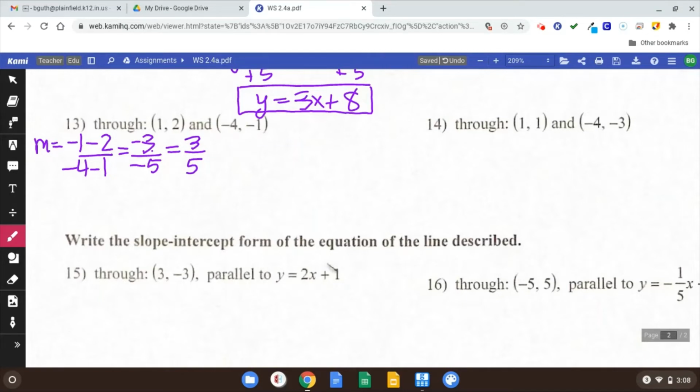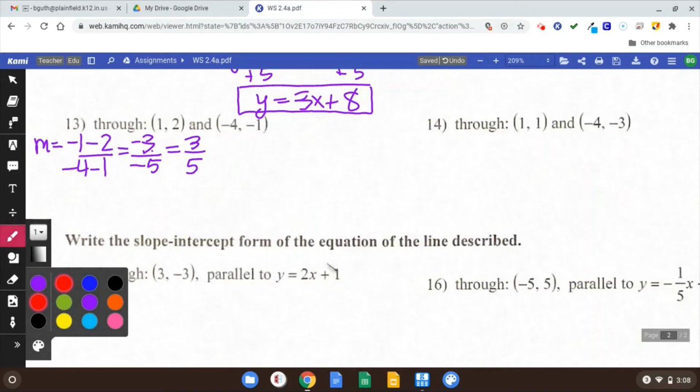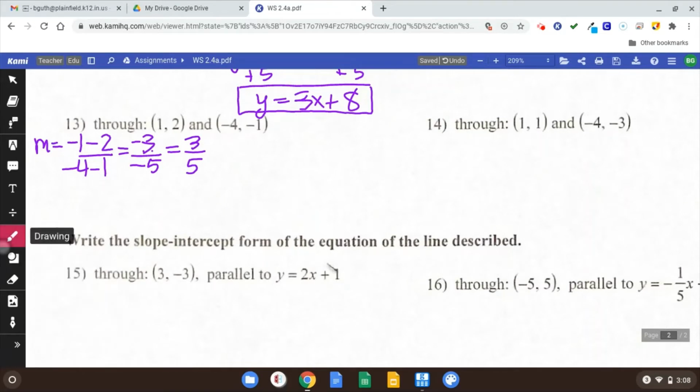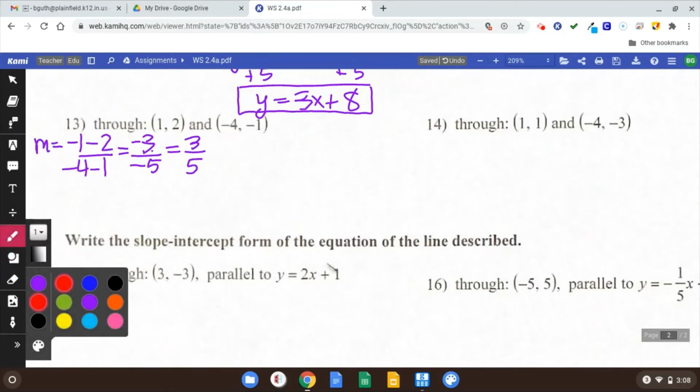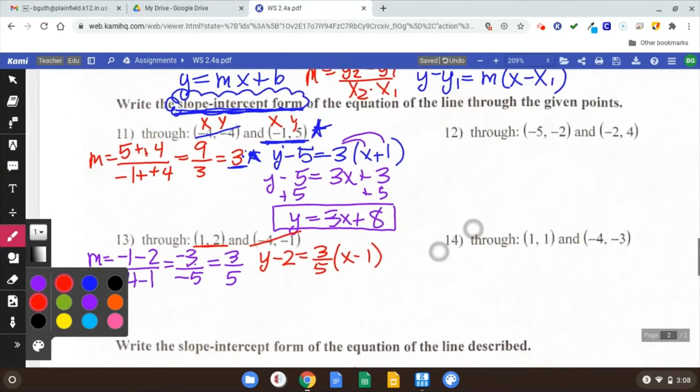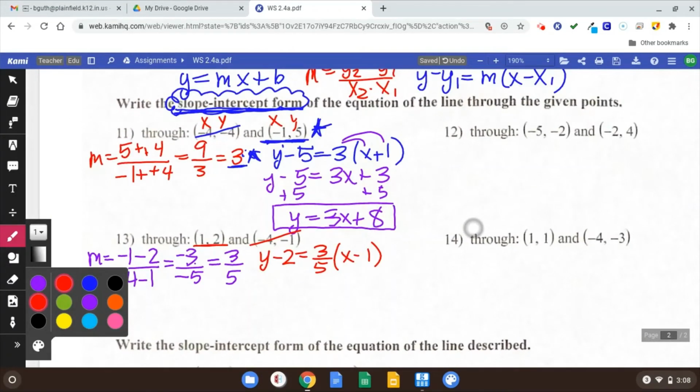So now, pick one of the points. Doesn't matter which one. I always pick the one I think looks easier. So that to me is this one. I would ignore that point completely. And I do y minus the y number equals my m, which was 3/5, times x minus my x number. There's point slope form. The reason I like point slope form is because we're done with that. That's it. But don't forget, this question asked for slope-intercept form.